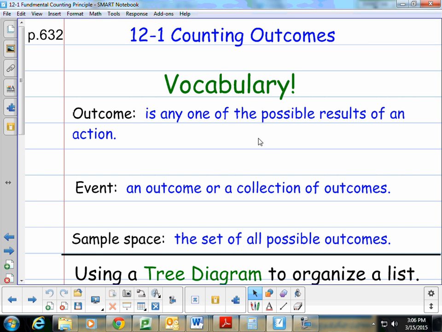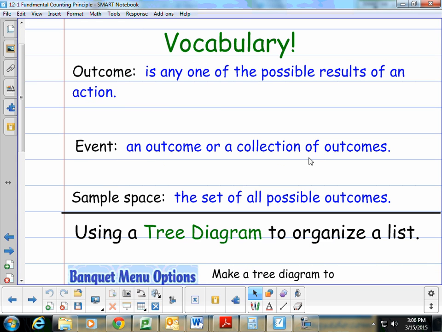An event is an outcome or a collection of outcomes. So like in the event of a win, in the event of a loss, in the event of a tie. So it's one of the outcomes or a collection of them. And the sample space is the set of all possible outcomes. So, you could win, lose, or tie. So that would be the options for possible outcomes.